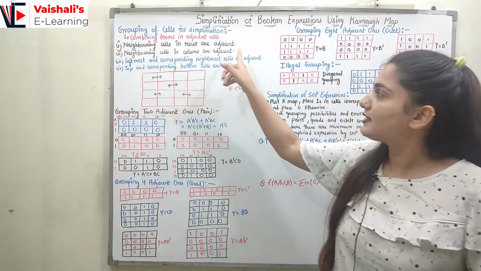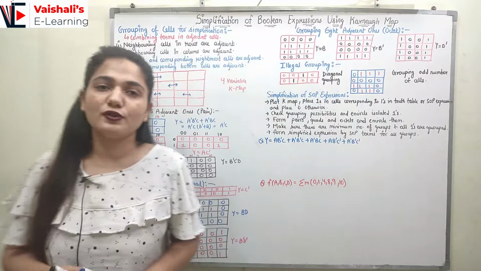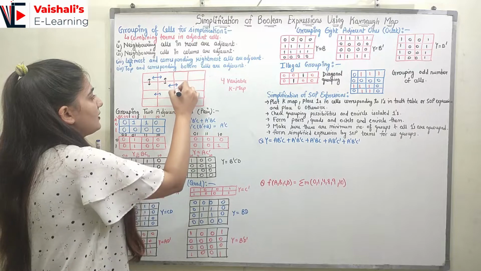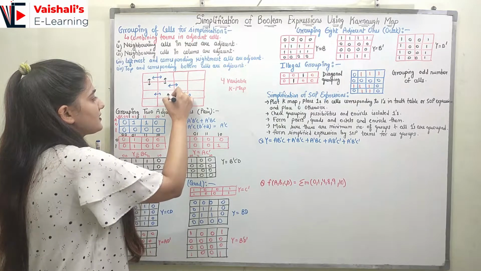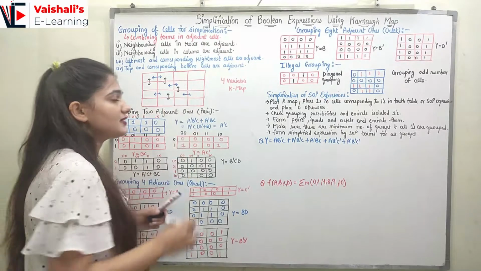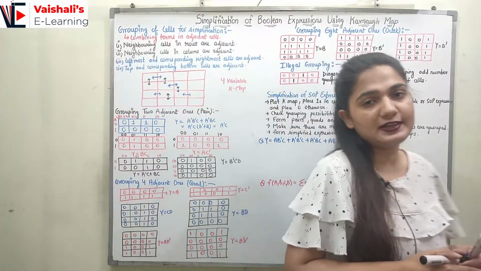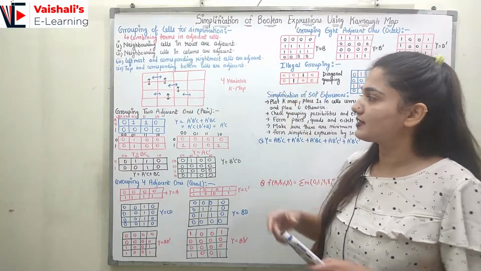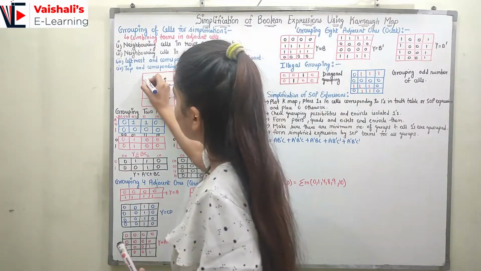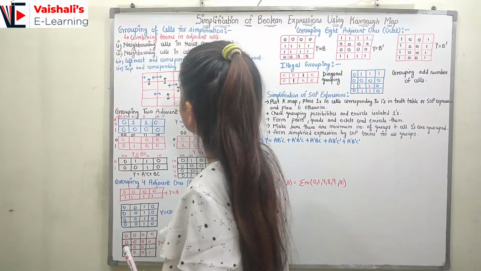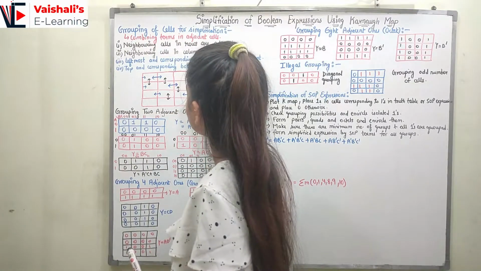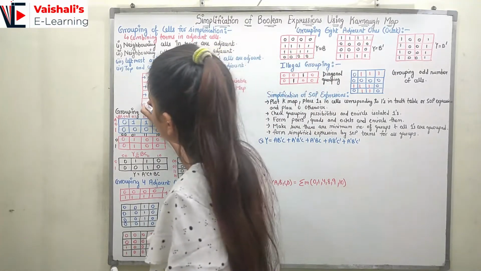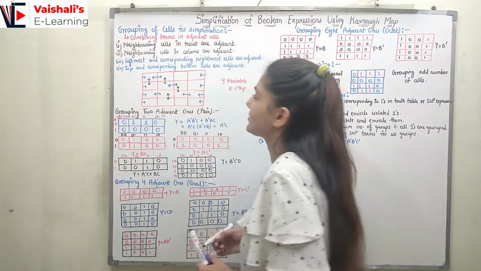Similarly, the neighboring cells in the columns are adjacent. So if I look over here, the neighboring cells in any column are adjacent to each other. Leftmost and corresponding rightmost cells are adjacent. Here you can see this cell is adjacent to this cell. This cell is adjacent to this cell. This cell is adjacent to this cell. And similarly, this cell is adjacent to this cell.